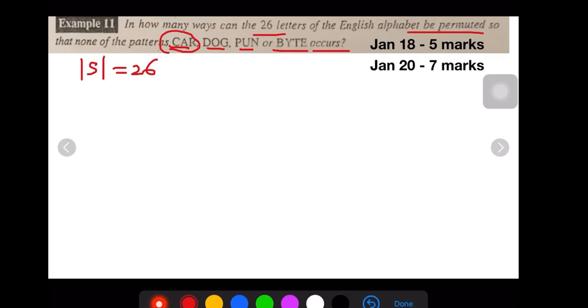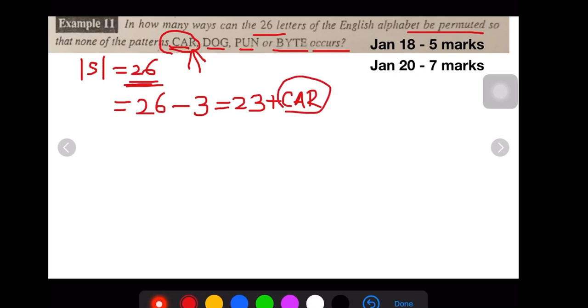Car appears, okay. So totally there are 26 characters. For this pattern to occur, all these 3 characters are to be removed first. So 26 minus 3. So how many are there now? 23. 23 plus this pattern, CAR pattern, which is treated as 1. This pattern is to be included here. So that becomes the A1 set, okay, so 24. That is mod of A1.